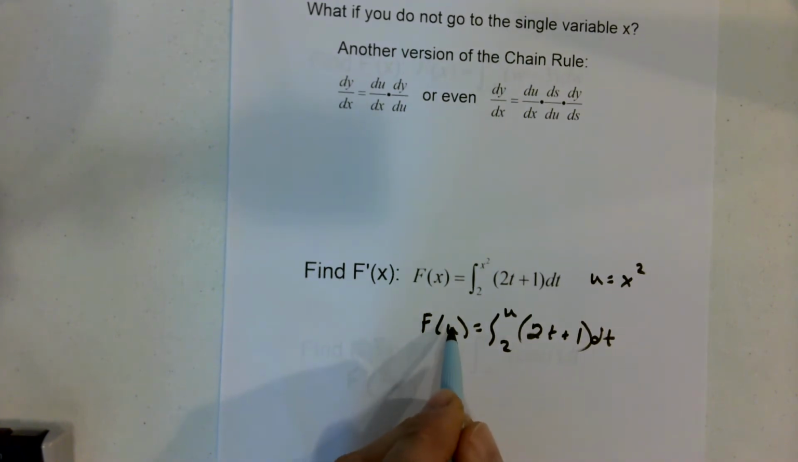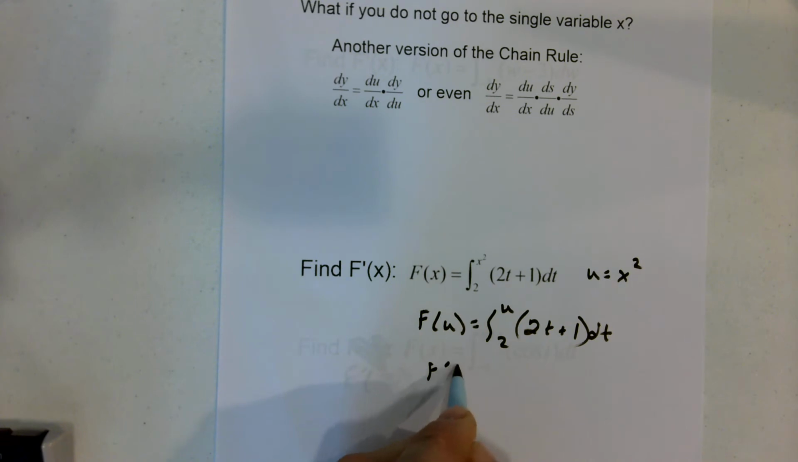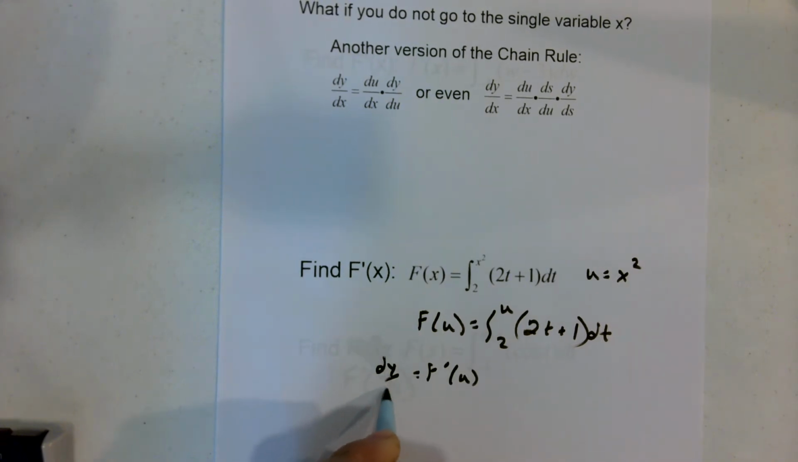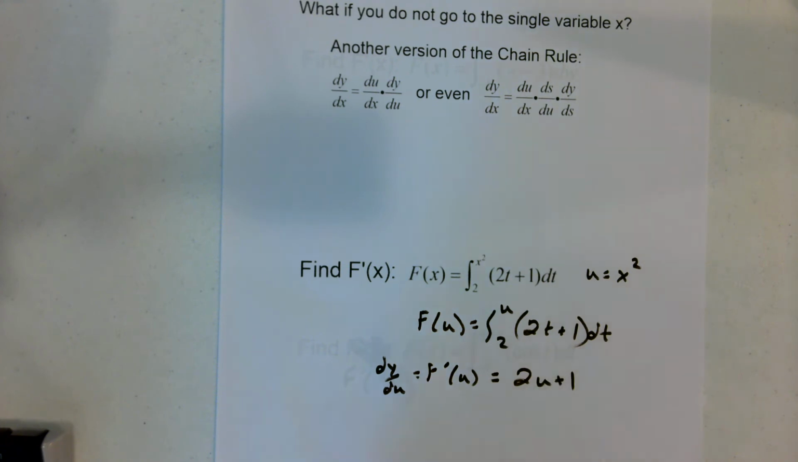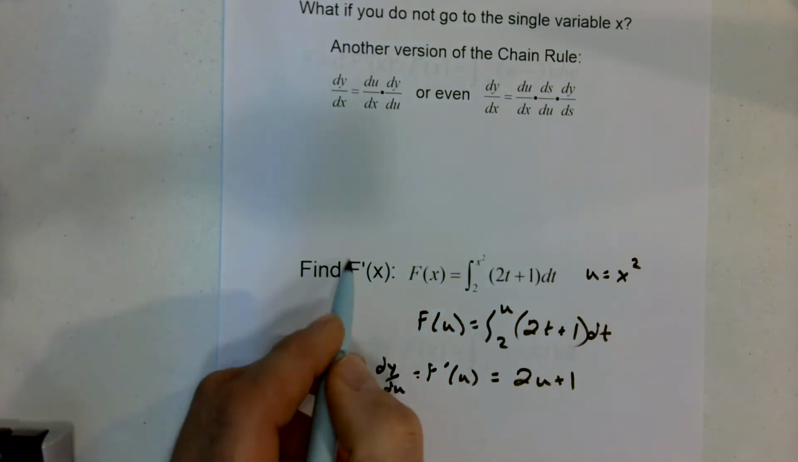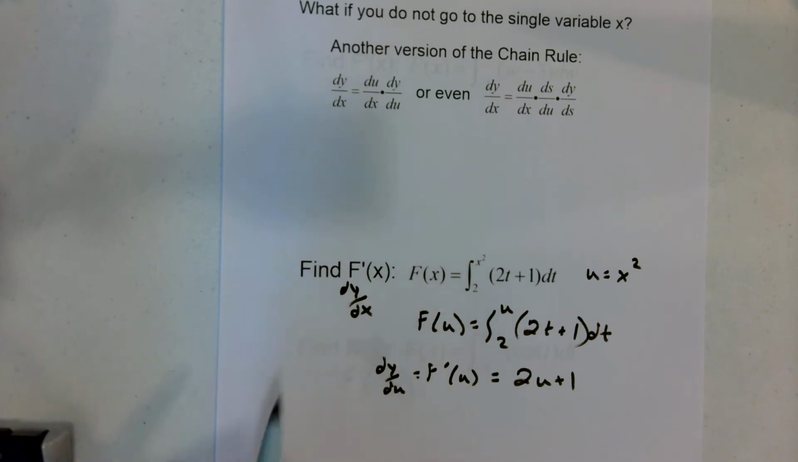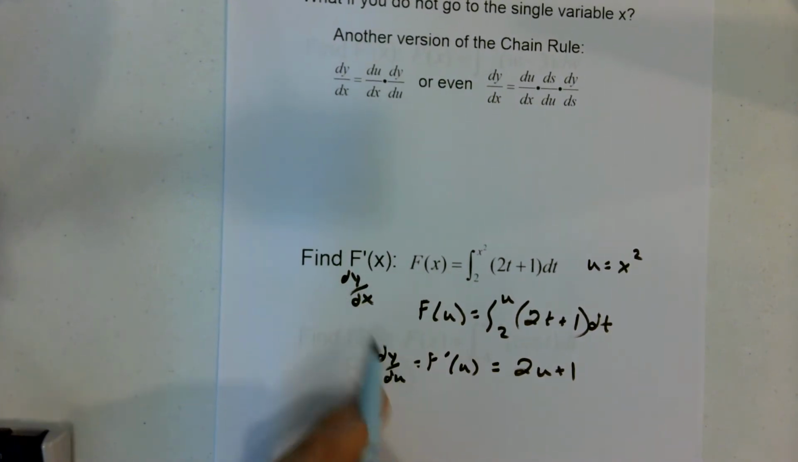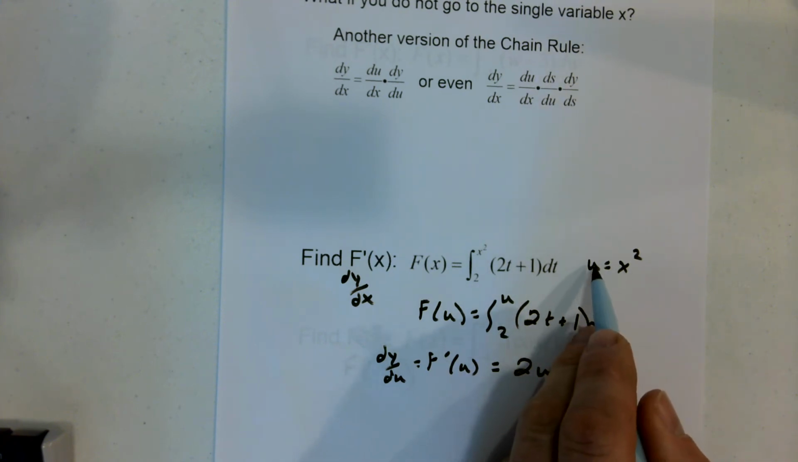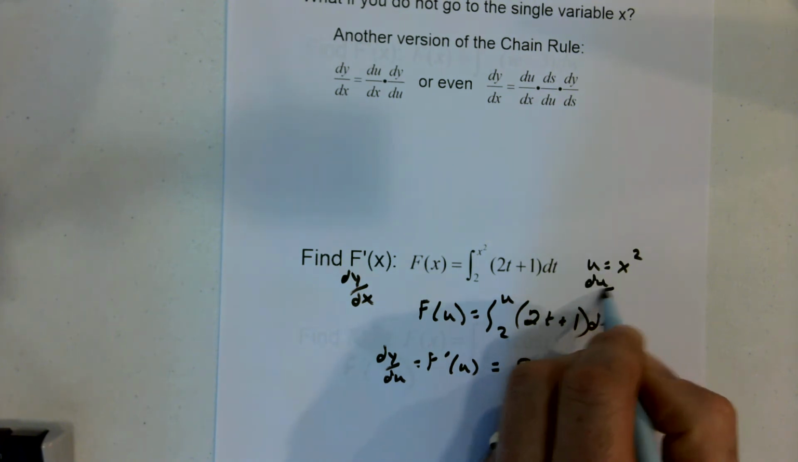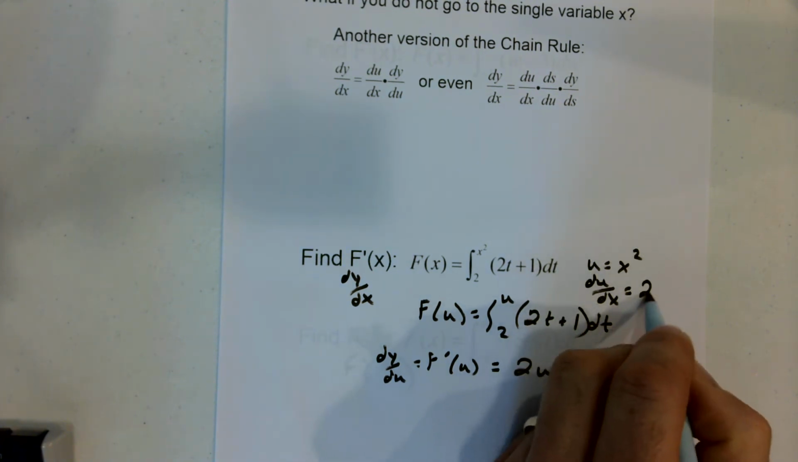Well, I know f prime of u then, and f prime of u equals dy du, doesn't it? So dy du is going to equal, well, I just plug in my u, I get 2u plus 1. But I don't want dy du, I want dy dx. So how do I get from dy du to dy dx? Well, I'd have to have a relationship between x and u. I have a relationship between u and x, don't I? So if I find the derivative of u with respect to x, that's du dx, and that's going to equal 2x.